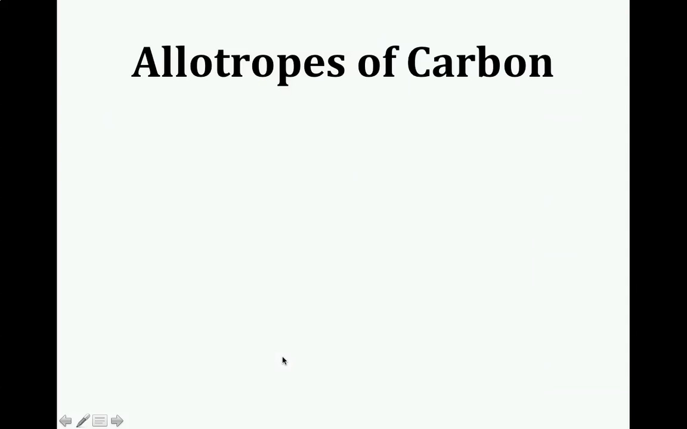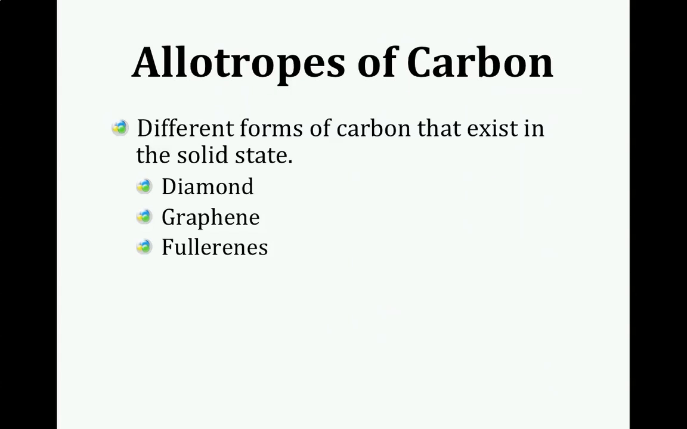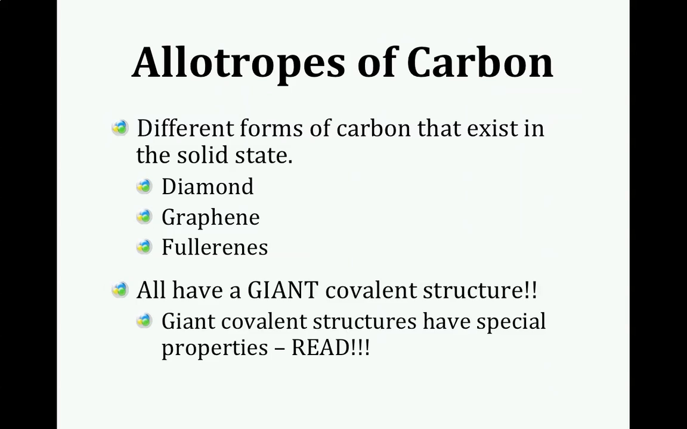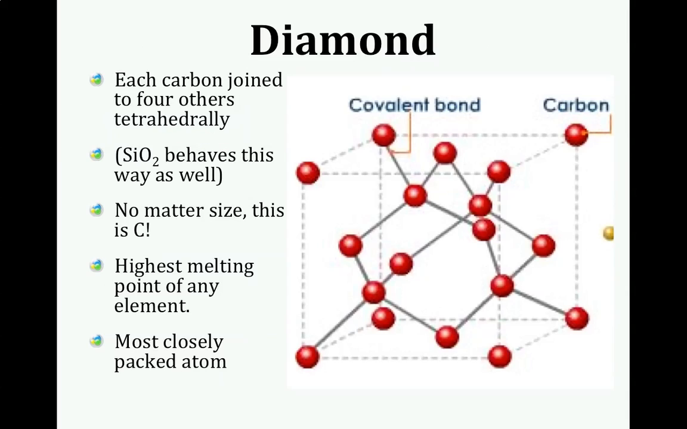Then we have what are called allotropes of carbon. These are different forms of carbon that exist in the solid state, and the main ones that we have are diamond, graphene, and fullerenes. They all have a giant covalent structure, and giant covalent structures have some important special properties, and there's a good bit for you to read in the textbook on that.